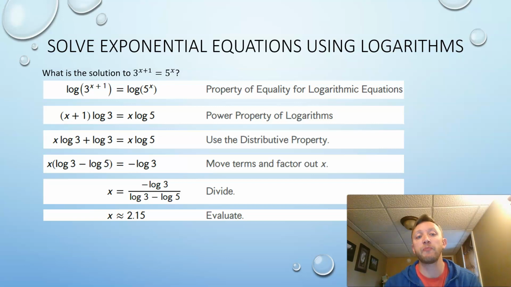Because otherwise, if you type in negative log of 3 and then divided by log of 3 minus log of 5, you're not going to divide. It's only going to divide the first term. It's only going to take negative log of 3 by the first term, not by the second term, not by the minus log of 5.